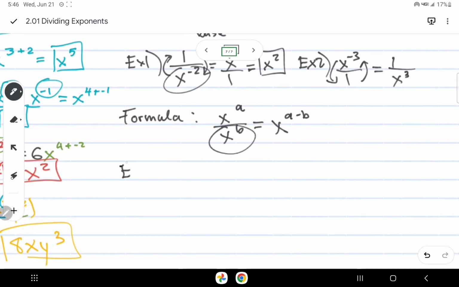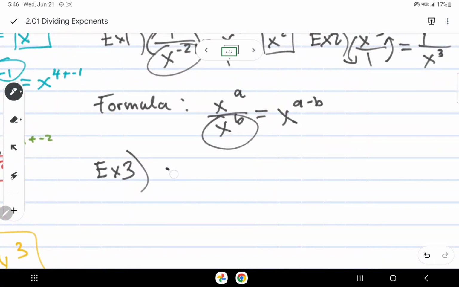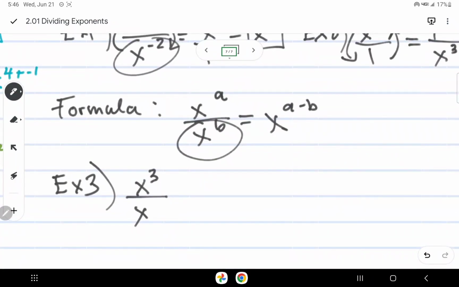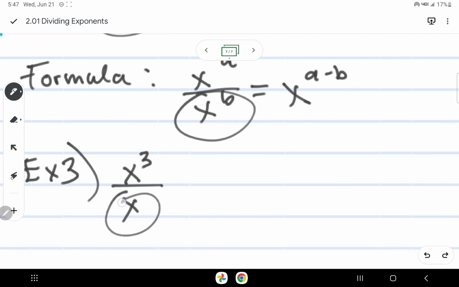Example 3. Let's say we have x to the power of 3 over x. Now, it's important to note here that we need the same base in order to simplify that variable. So here, the bases are x's, so I can simplify it. So this x doesn't have an exponent, and remember, if something doesn't have an exponent, it's just a 1, x to the power of 1.